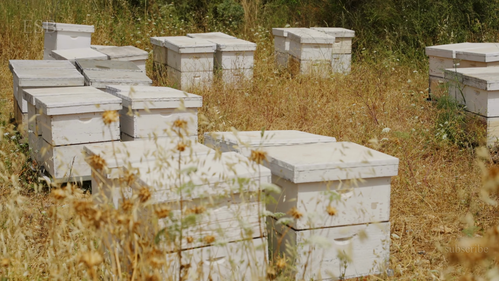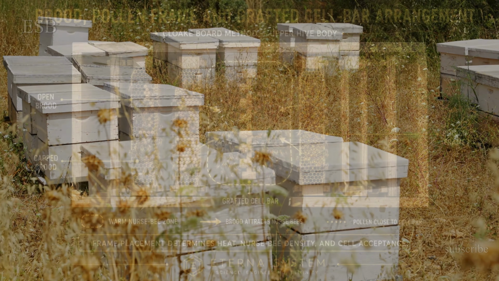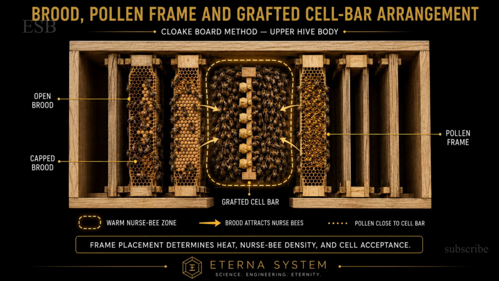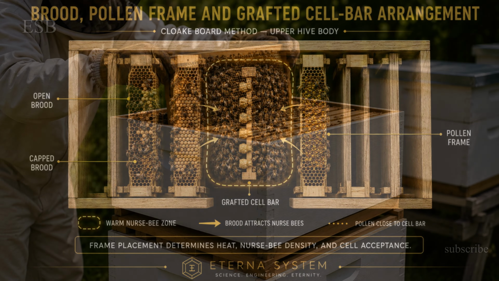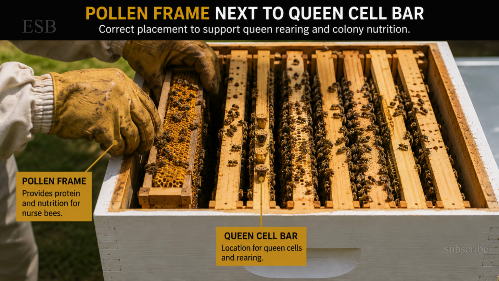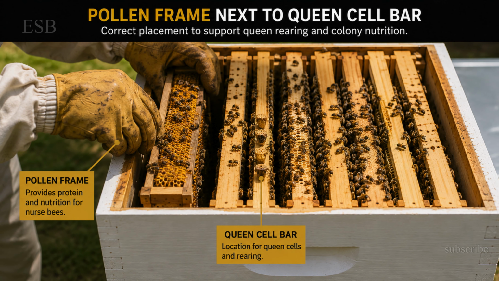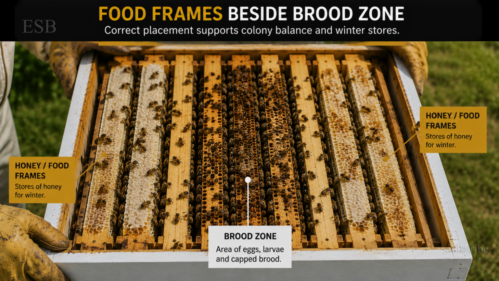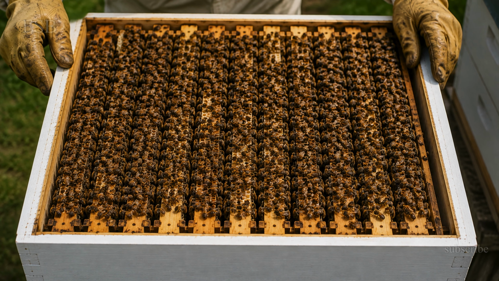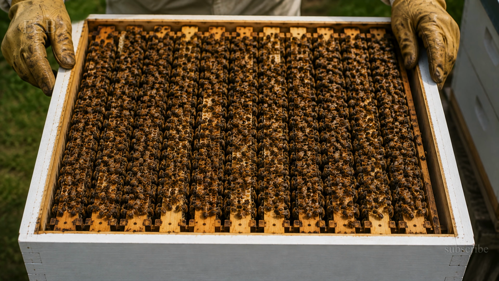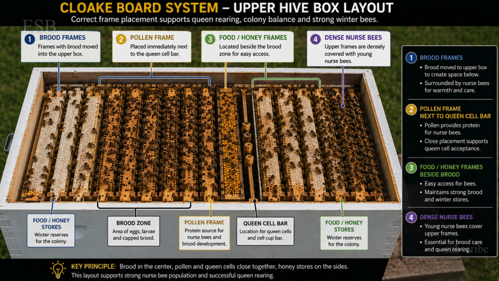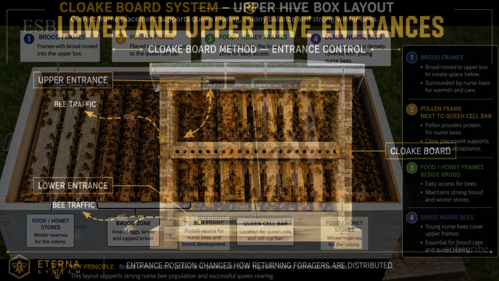The arrangement of frames also has a specific purpose. Enough brood is placed in the upper hive body to attract young nurse bees. A pollen frame should be positioned near the location where the grafted cell bar will later be placed. Food must be readily available. The space in which the bees will care for the developing queen cells must be warm, densely populated, and heavily covered with bees. It is not enough for bees simply to exist somewhere inside the hive. They must be in the correct location at the exact time they are needed.